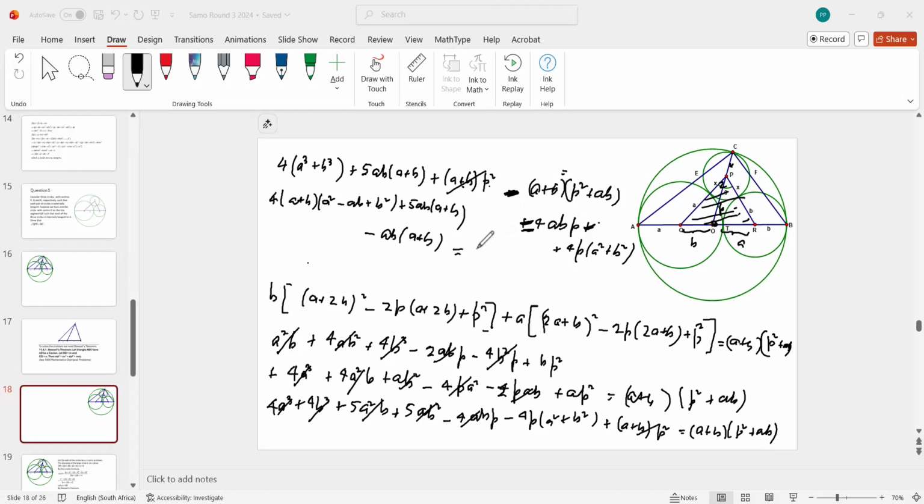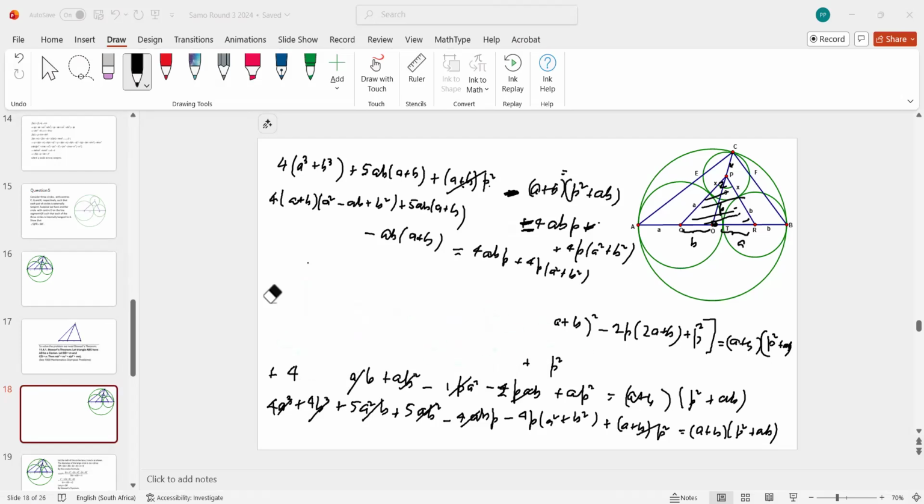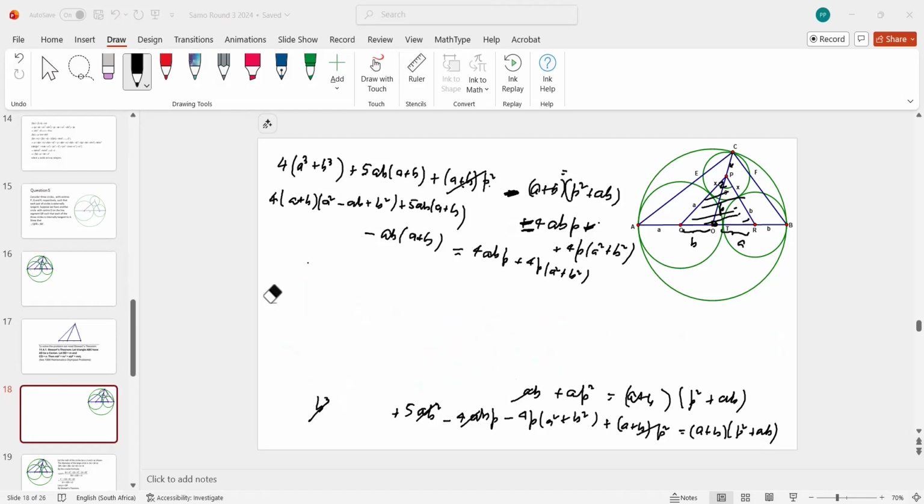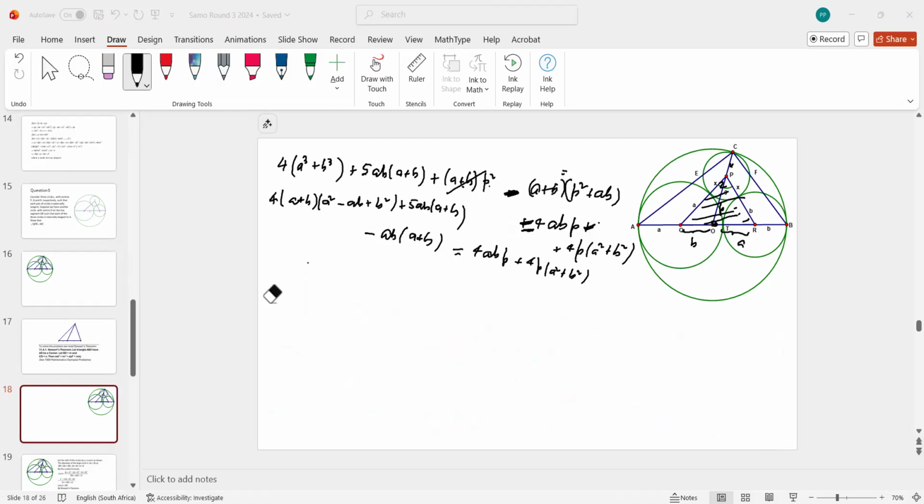And on this side, yeah, we got 4abp plus 4p into a squared plus b squared. See, I took all the p's and put them on the right-hand side. I want to make p the subject of the formula, you see. That's why I've shoved everything to the side. Now let's just take out all this stuff here. I could have asked you to do this as an exercise, but you probably would have thought it's leading nowhere. So I couldn't resist the temptation of doing it.